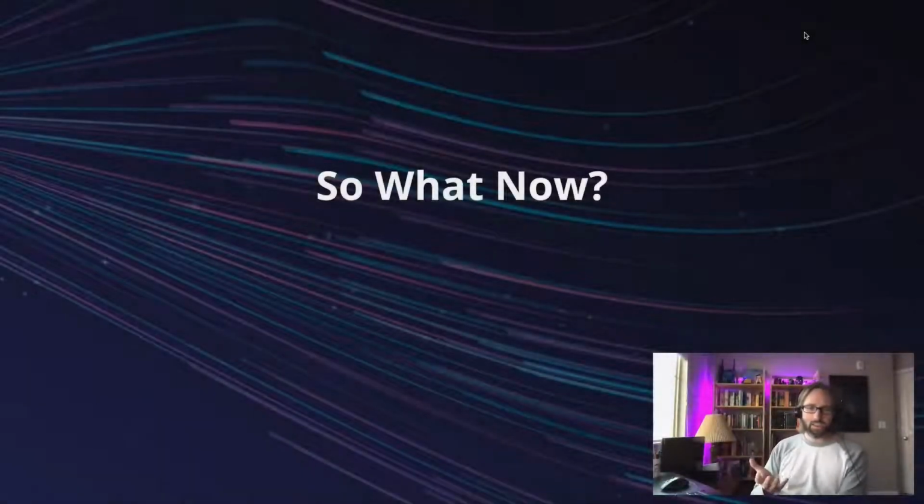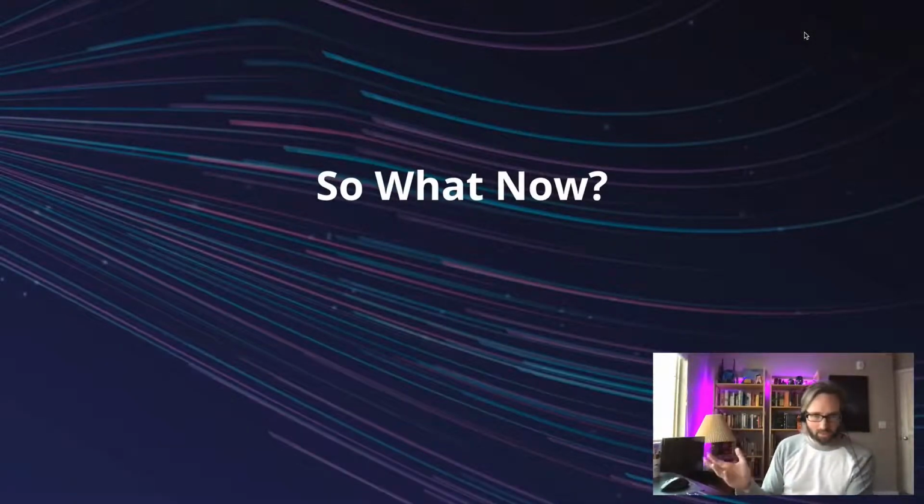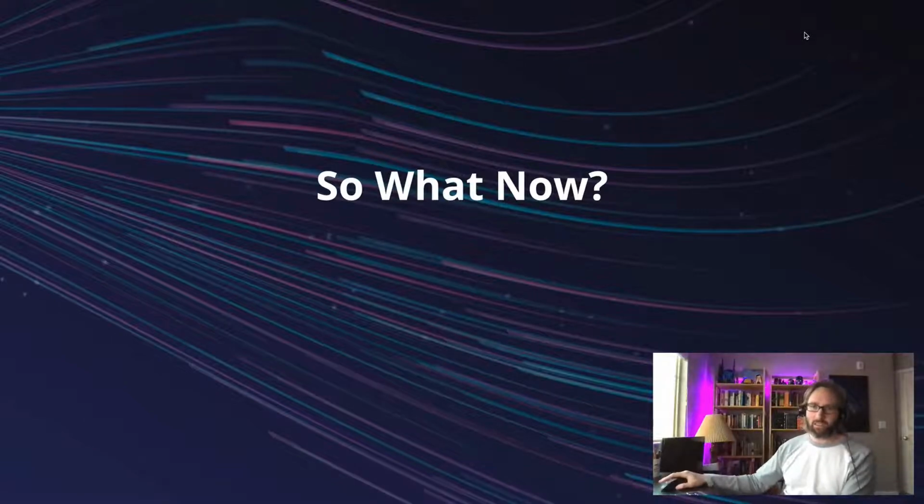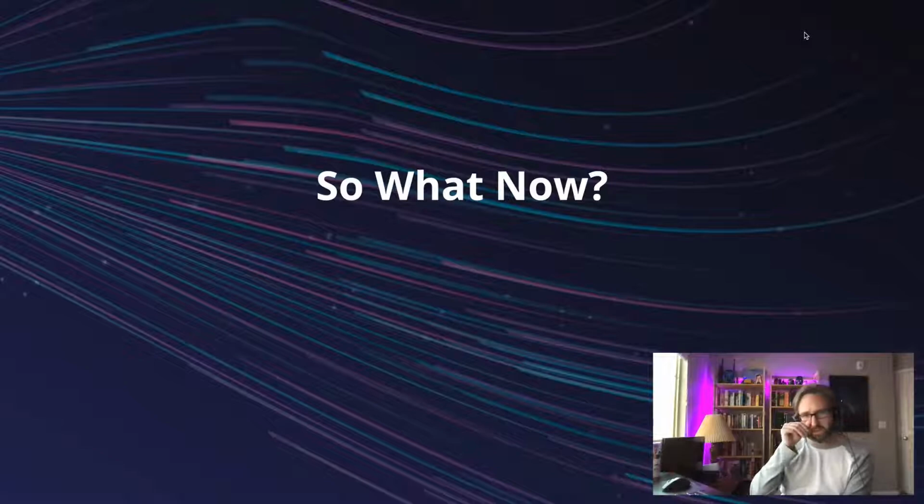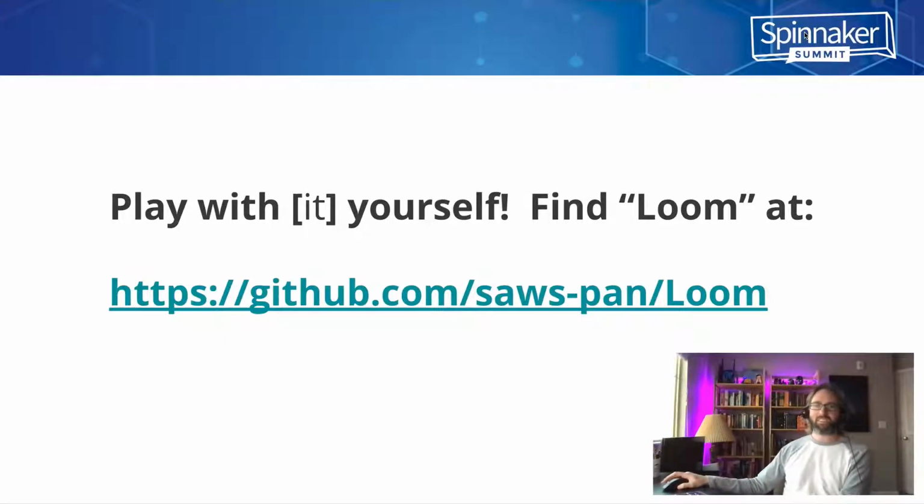So now that we have an idea of how to deploy a declarative pipeline for EKS and Spinnaker, and now that you've seen this cool thing that Nima and I put together in action, the next obvious question is, what do we do now? And fortunately, the answer is easy. Play with it yourself. You can find this example code and the toolchain it deploys, which we've lovingly named Loom, at this GitHub URL.